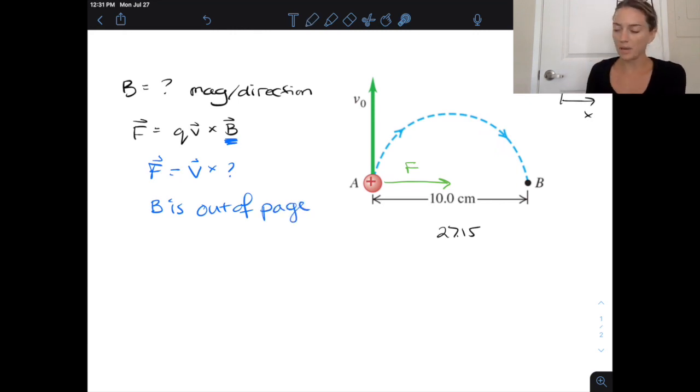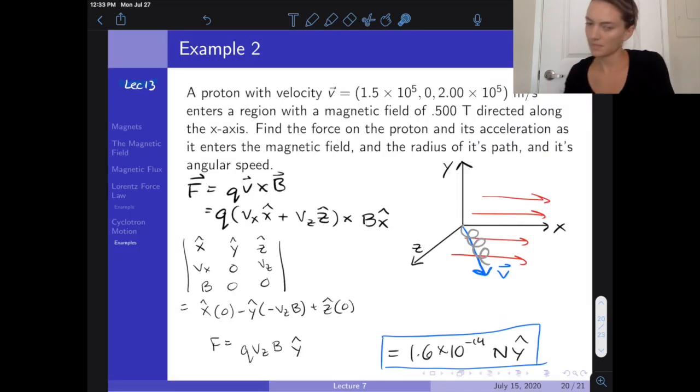So that's something to keep in mind when you're doing these problems. Again, be very careful of the order that you're putting your vectors in when you do the right-hand rule, because that does matter. Okay, another thing I want to go over is cyclotron motion again, and why I'm only using certain components of the velocity when I do cyclotron problems.